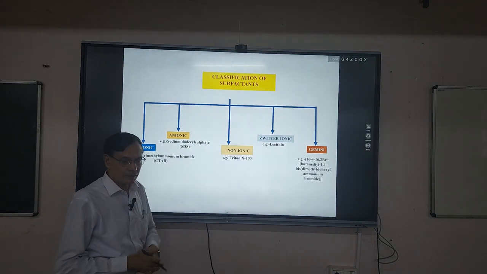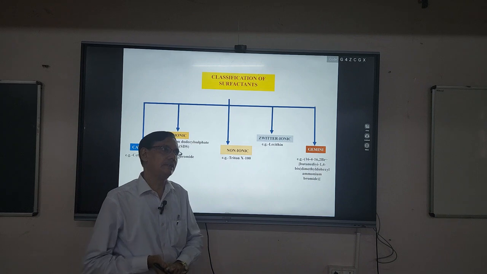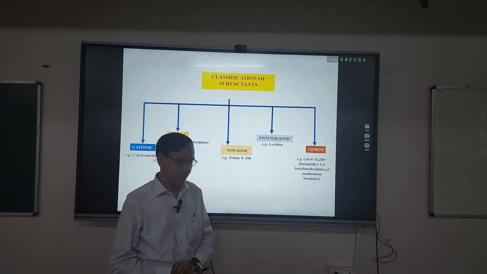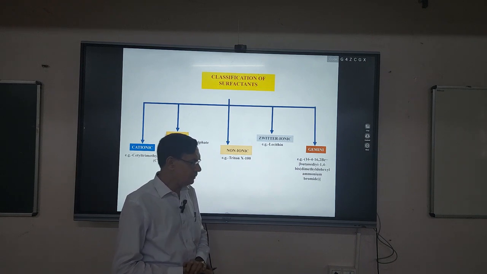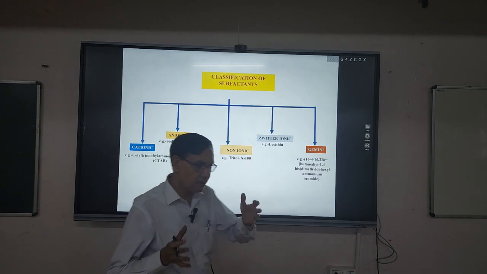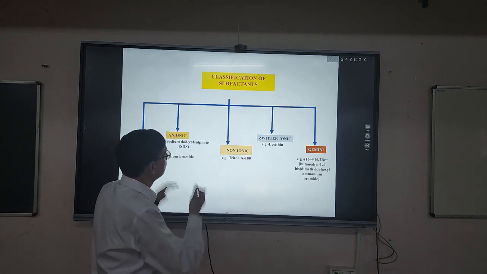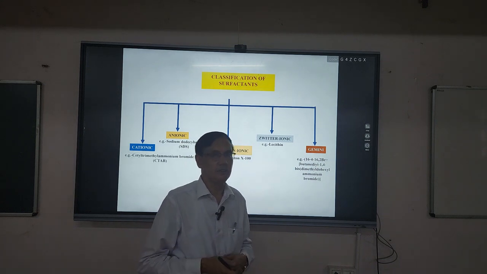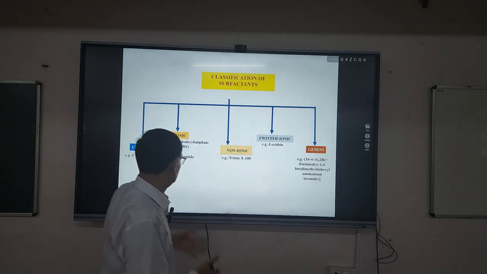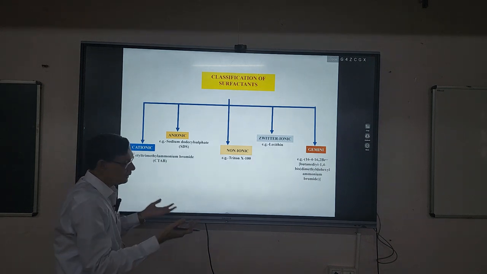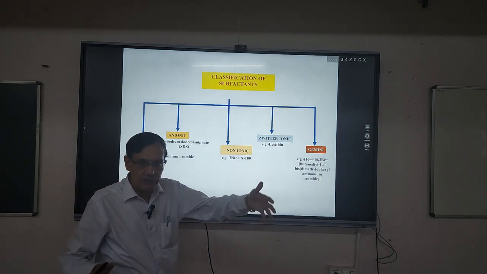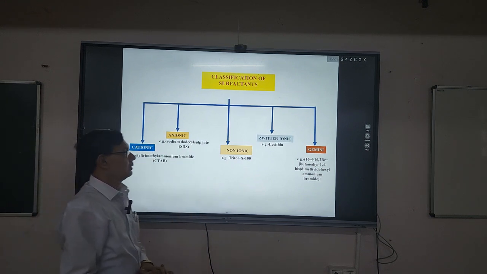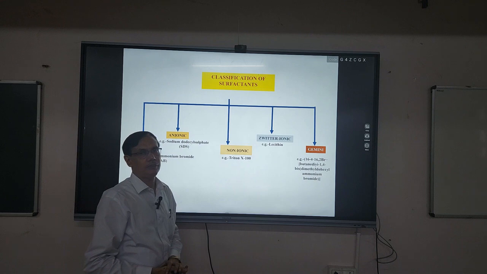So the classification of surfactants can be explained in various ways. Say for example, sometimes on the basis of head group we can classify the surfactant. Sometimes on the basis of tail group also I can classify the surfactant. But now this is the most common procedure for classification of the surfactant.